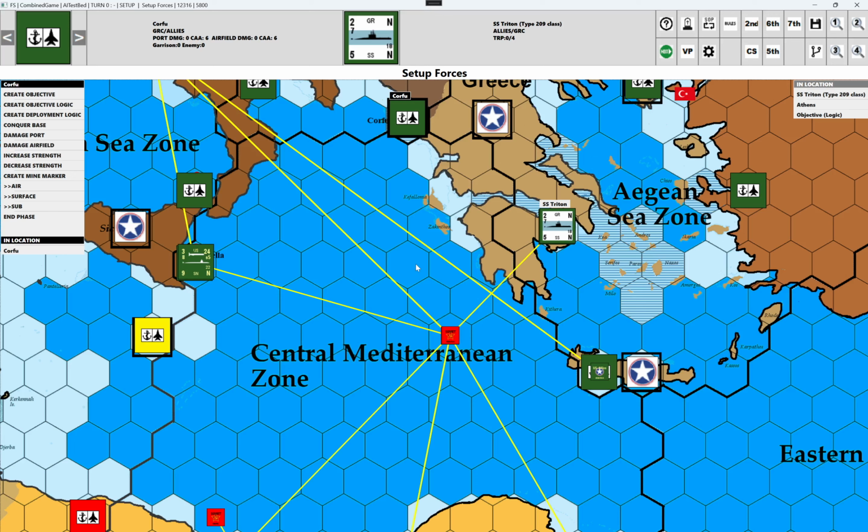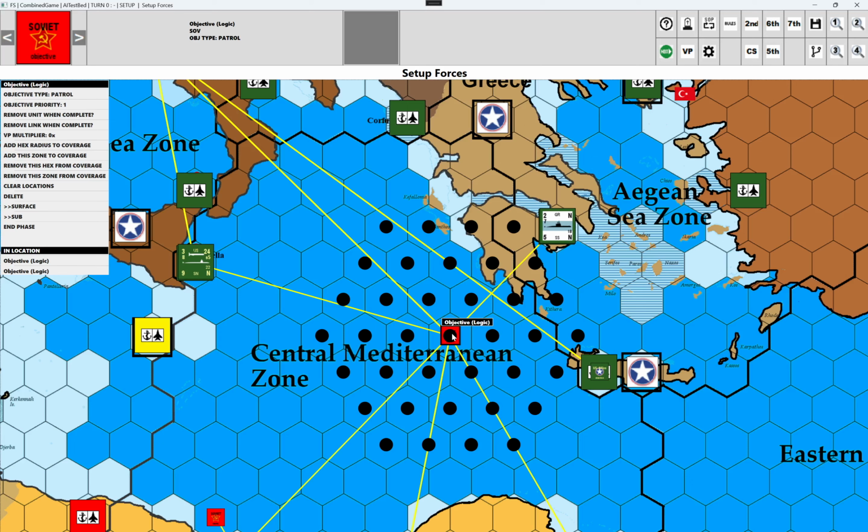So let me tell you how I've set it up and show you how I set it up using these objective logics that I have created. All right, so essentially I've created these objective logic records, objects all over the map. Okay, and each of these objectives tells whatever ship that is linked to that objective, if it chooses to link to that objective, it will do the thing that the objective is telling it to do.